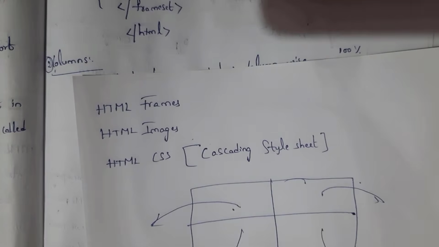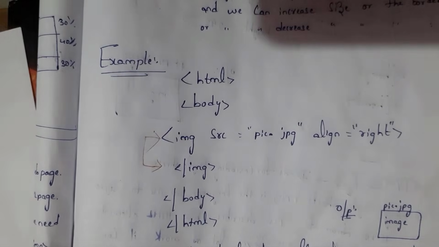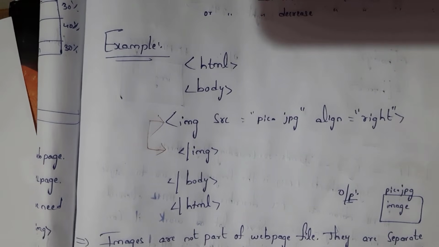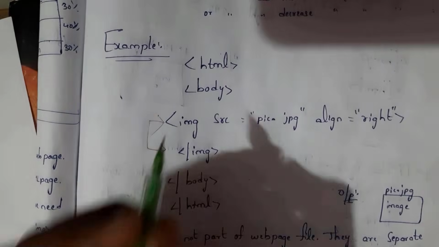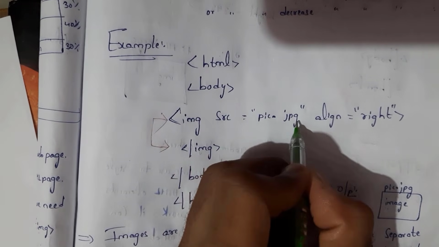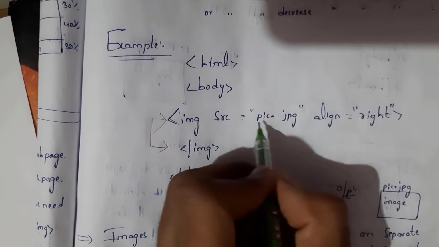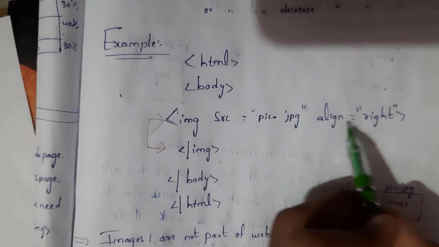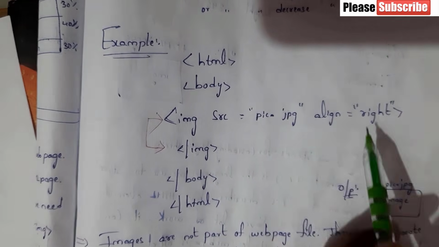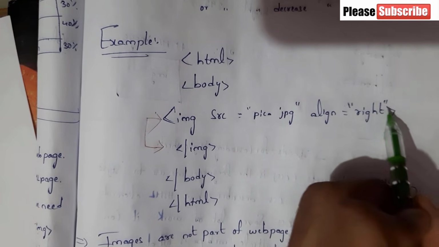What are HTML images? One advantage of HTML is that we can insert images in HTML. For this, we need to use the image tag. I opened the image tag and took the source as pic.jpg, that is the pic name, and align. I am going to align this pic to the right side of the window, so I took align as right.